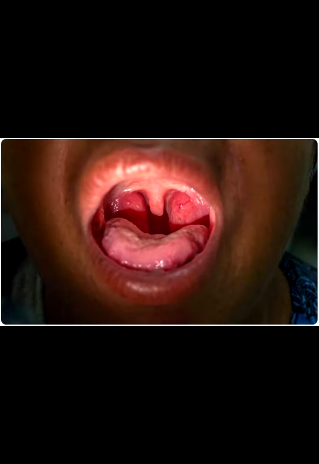Talking about the tonsillar calculi, they are stones of the tonsils, right? What happens is they block the crypts. When the crypt is blocked by debris, right?